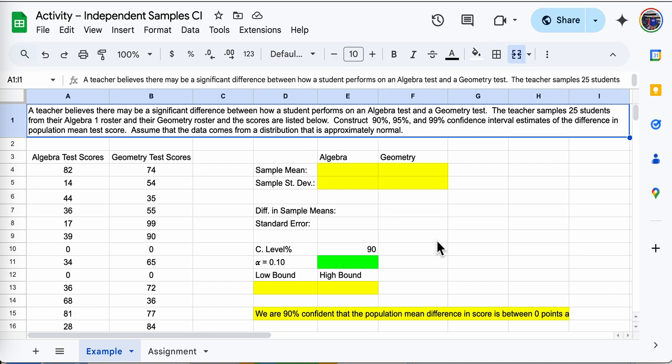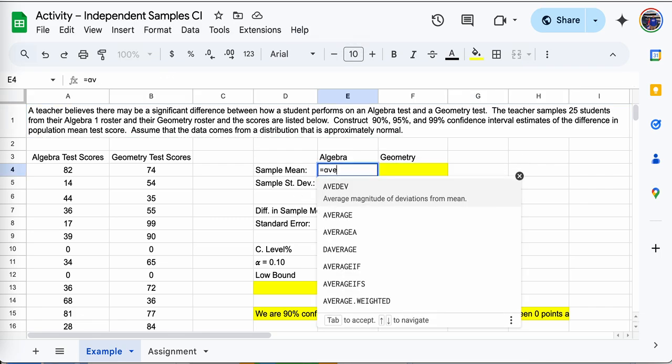We're looking for the difference in population mean test score, and we assume that the data comes from a distribution that's approximately normal. All right. So we're looking for whether or not there's a significant difference. And it's not clear based off the instructions whether these are the same 25 students from one year to the next. It's also possible that they're two completely different sets of students within the same school year, right? So, freshmen taking algebra and sophomores taking geometry. Right, so we'll go through the process.